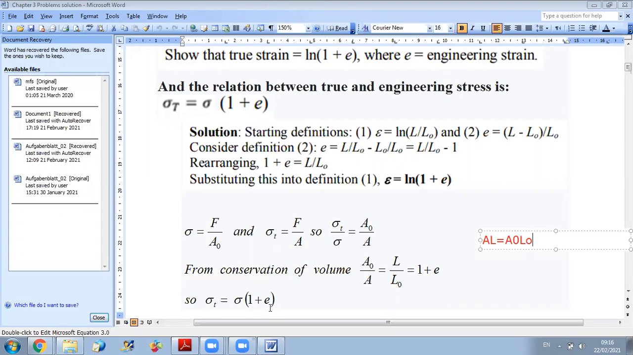One important remark: the conservation of volume is always applicable, but A times L equals A0 times L0 is only valid before necking. When you have necking, not the whole specimen undergoes the deformation and the reduction in area, only the necked part undergoes a very high reduction in area. After the necking zone, it will be different. We use it for the whole curve to calculate the relation between true and engineering stress and strain, but you should know that physically it's only valid before the necking point.